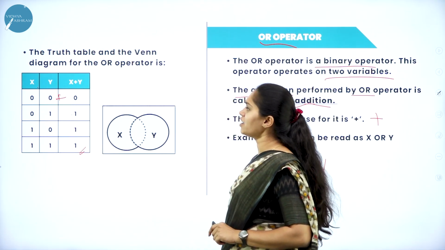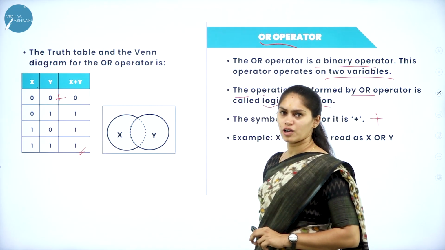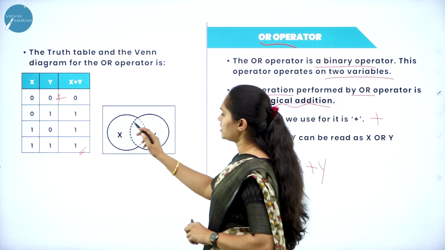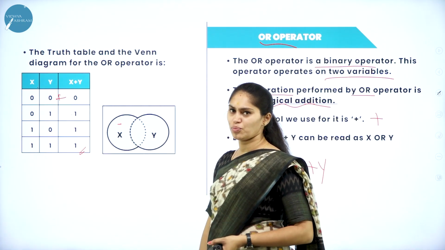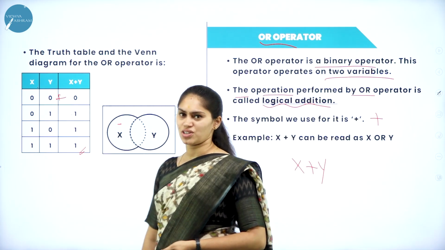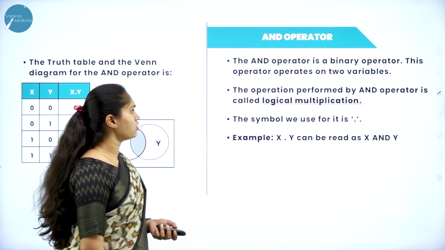So here you can see the Venn diagram of this OR operator. It will take the values from both x as well as y and perform the addition operation. Next we'll see the AND operator.